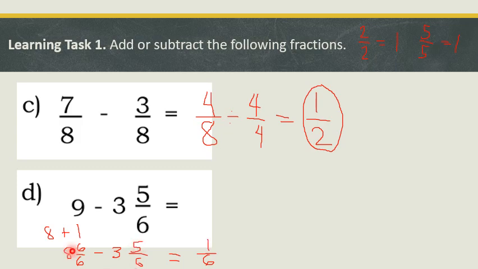And for the whole numbers, so we have two whole numbers, 8 minus 3 is 5. So, our answer here for 9 minus 3 and 5/6 is 5 and 1/6. So, this has no lowest term anymore. So, this is our final answer.